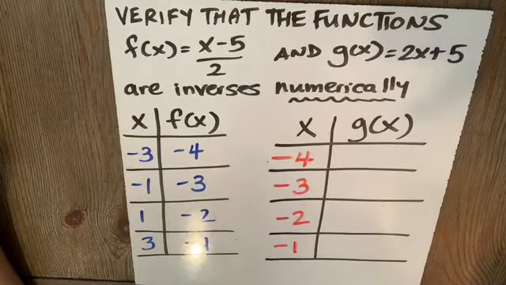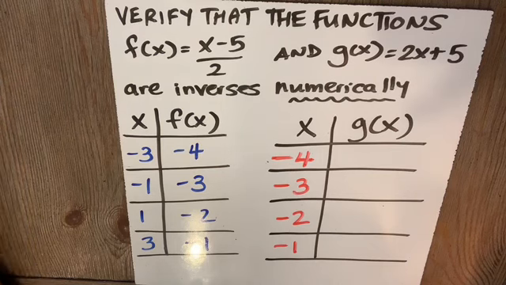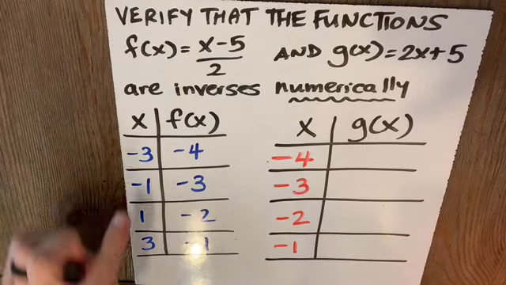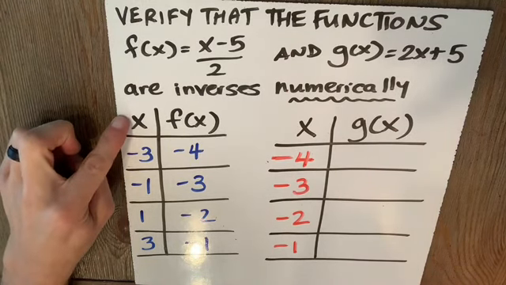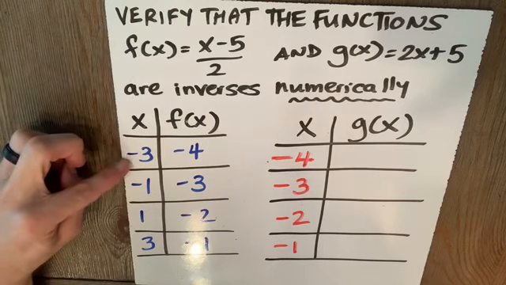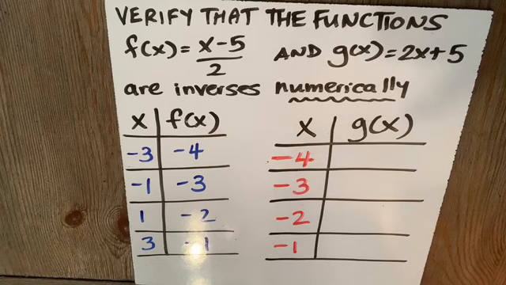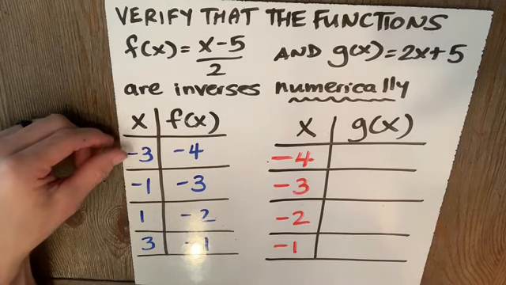If I'm asked to verify that f of x equals (x minus 5) divided by 2 and g of x equals 2x plus 5 are inverses of each other numerically, well, I can make a good argument using numbers. If I'm looking at x and f of x for this function, notice I chose values that gave me whole numbers or integers as answers. Integers, not whole numbers, sorry.